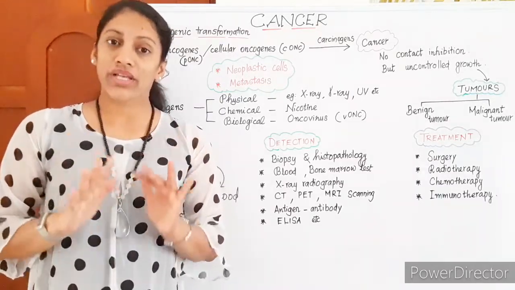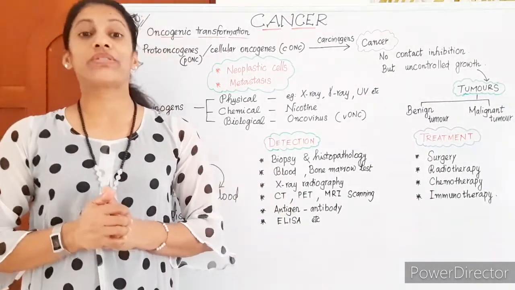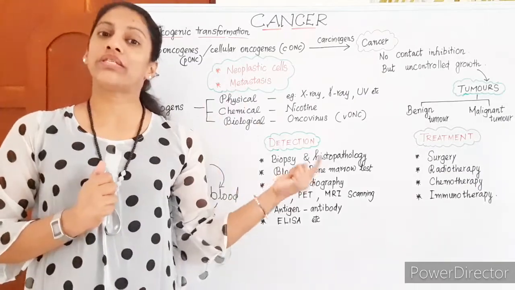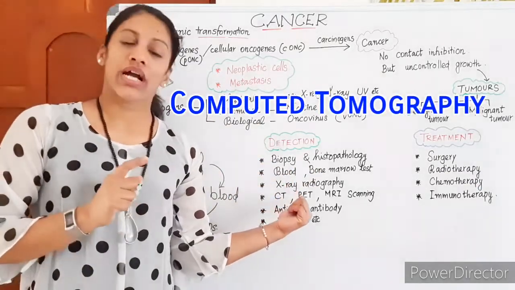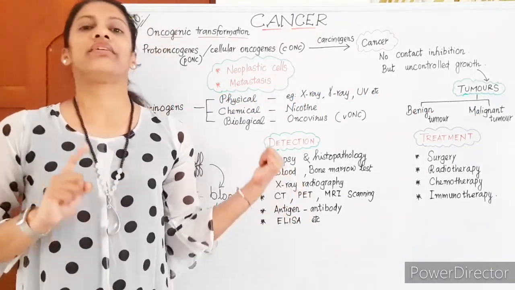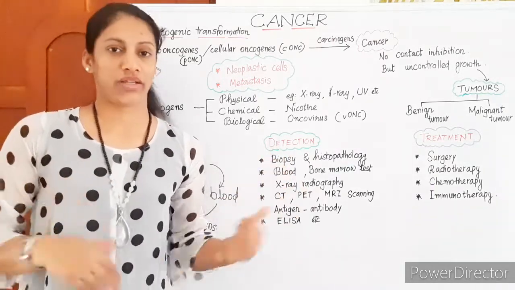Whereas the same X-rays are used in CT scanning. CT scanning also uses X-rays, but we get a three-dimensional view because it is computerized. CT expands to computed tomography. It uses X-rays, but we get a 3D image with the help of computerized techniques.